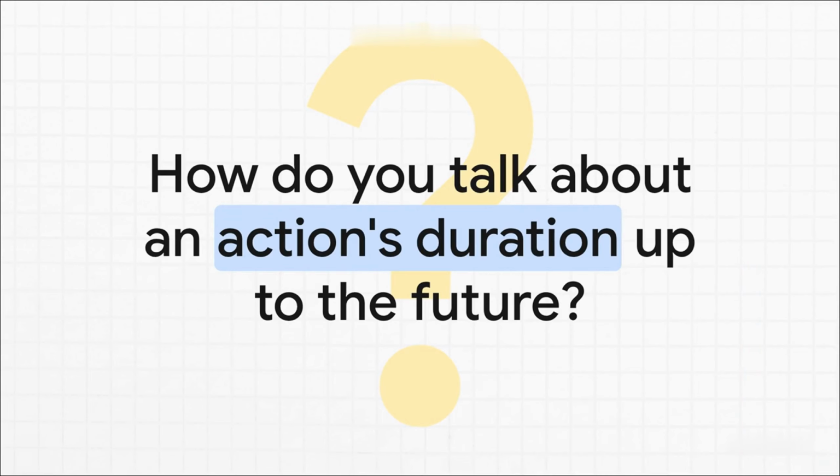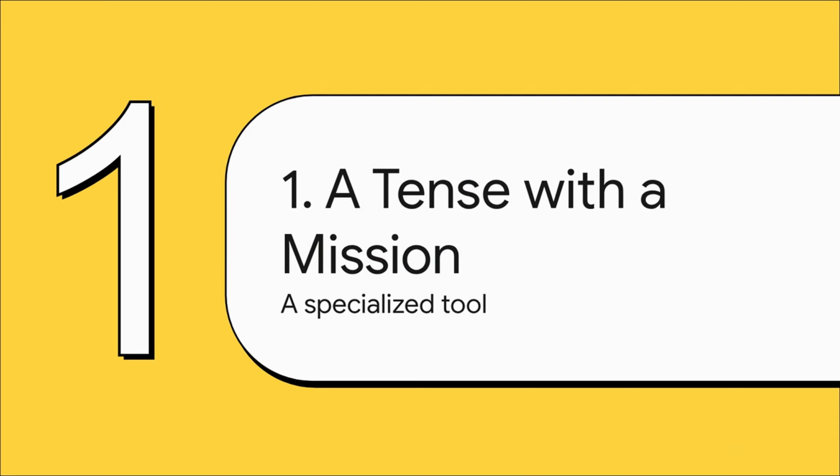So let me ask you this. How do you talk about something that you'll be doing, and you'll keep doing it, right up until a specific point in the future? Like, how do you express that whole stretch of time? How do you answer the question, how long will this have been going on? Well, lucky for us, English actually has a special tense built for that exact job. And that's really what this is all about.